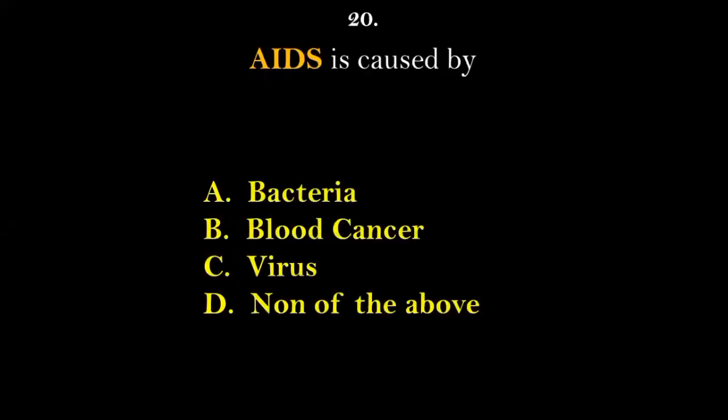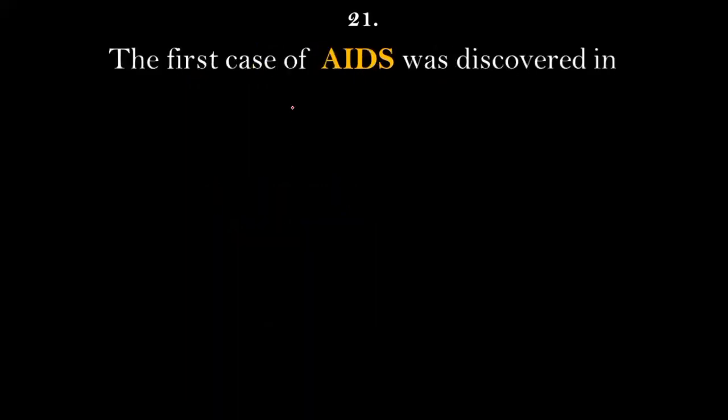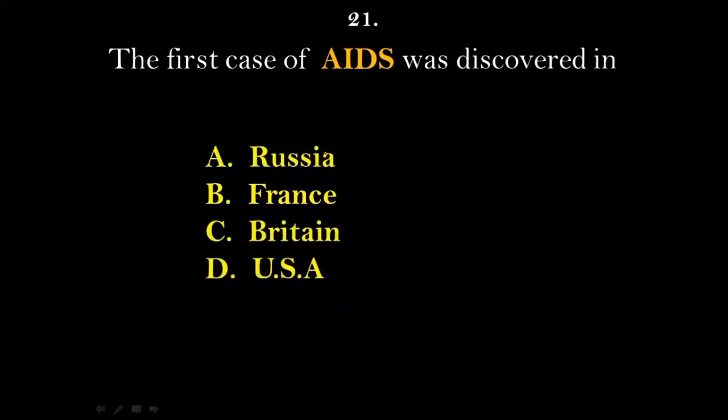Question number 20. AIDS is caused by bacteria, blood cancer, virus, or none of the above. Here there is a spelling error. You can just adjust it by yourself. Now the right answer for this will be, obviously, option number C, that is virus. Next, question number 21. The first case of AIDS was discovered in which of the following countries? Russia, France, Britain, or USA?